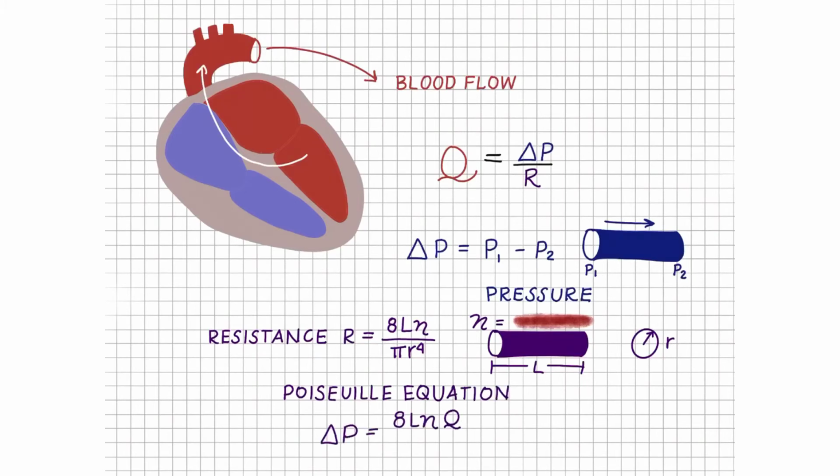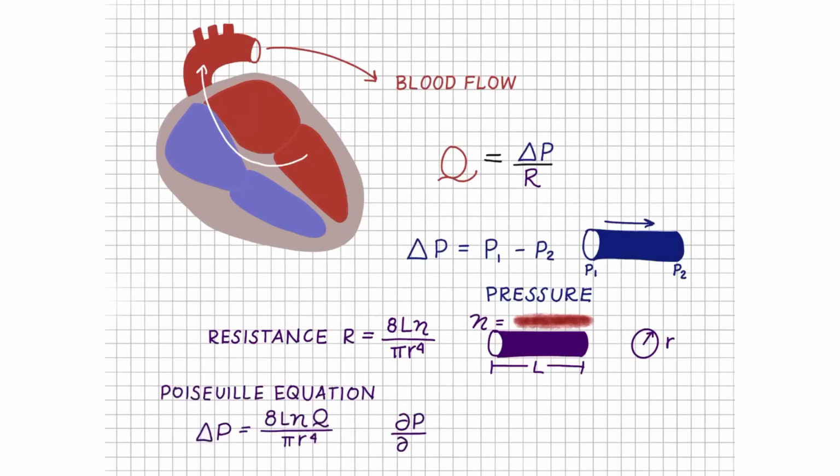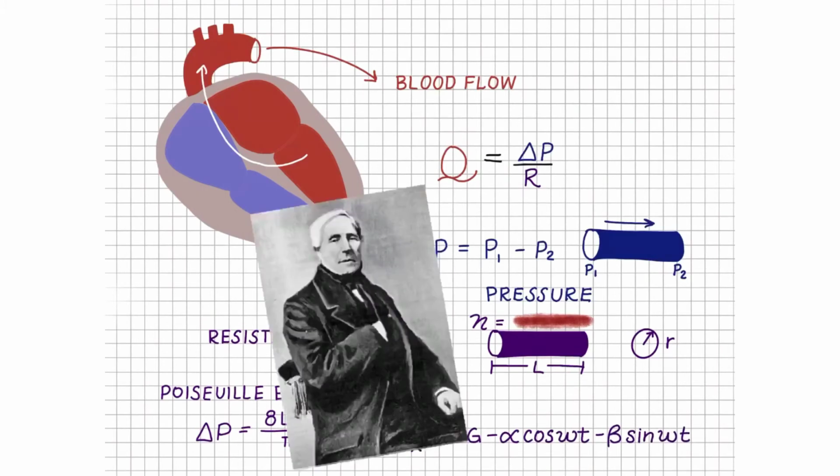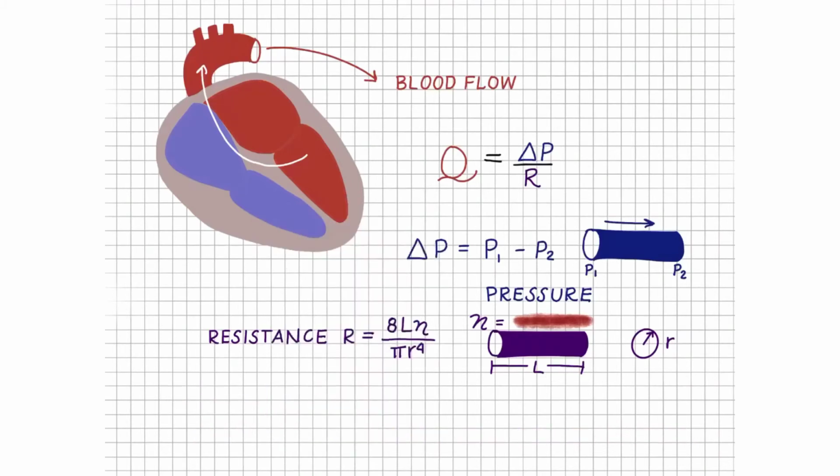Now you can put all of these different equations together, and that's actually what's called the Poiseuille equation. Poiseuille is just really fun to say, and that says that delta P equals 8 times L times eta times Q over pi r to the fourth. You can get really fancy with this and get into derivatives and cosines and sines, but I won't bore you with that. By the way, take a look at Poiseuille, hand in the jacket. He was a badass.